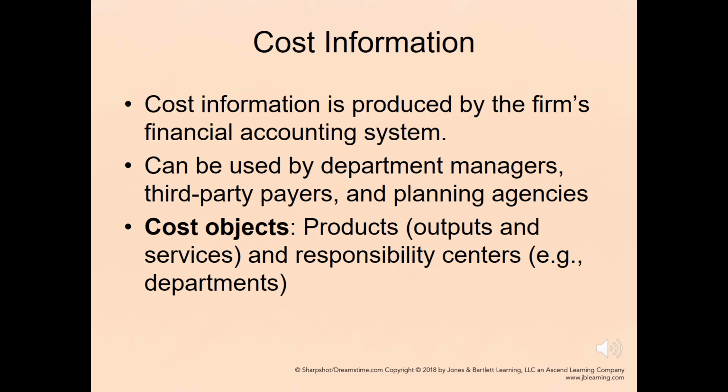Cost information is produced by the firm's financial accounting system. It can be used by department managers, third-party payers, and planning agencies. Cost objects are products, which are outputs and services, and responsibility centers, for example, the department.